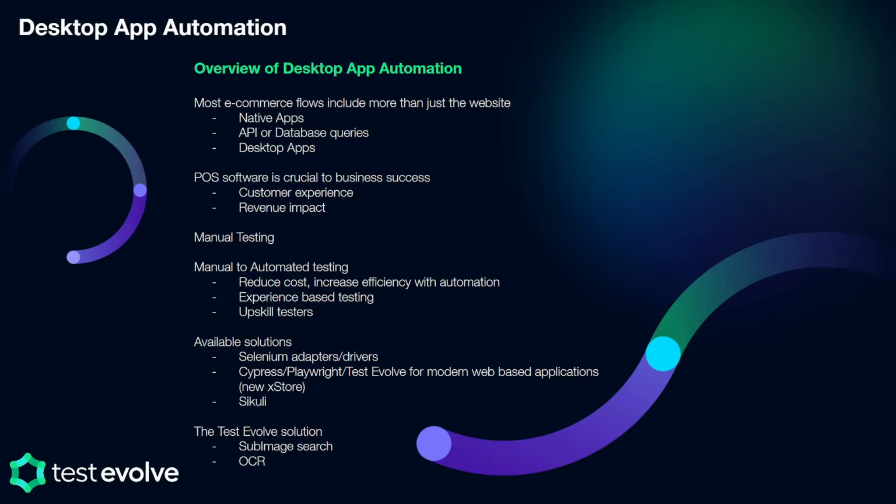If you're writing automation tests for a new modern web-based application, such as Xstore, the new version of Xstore, or some of the other till systems that are out there at the moment, they're cloud-based. So if you're writing test automation for those, you can still use Cypress, Playwright, and TestEvolve. You'll just be able to hook into them exactly the same as if you were testing a web application. And that can be really powerful, but not all tills are that way. Not all applications are that way. So the other option is Sakuli.